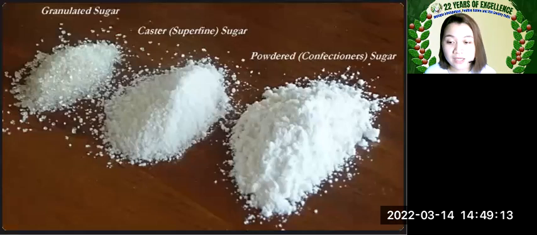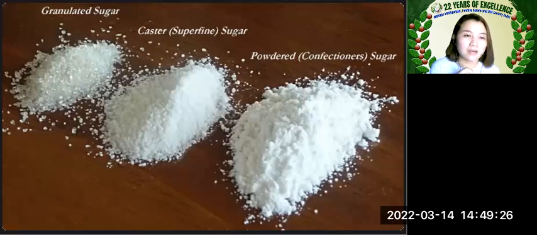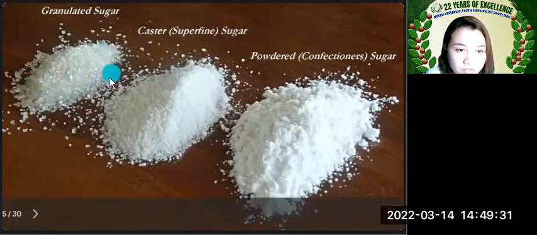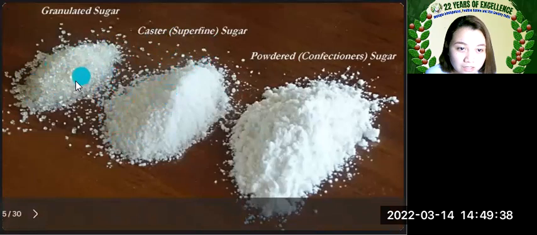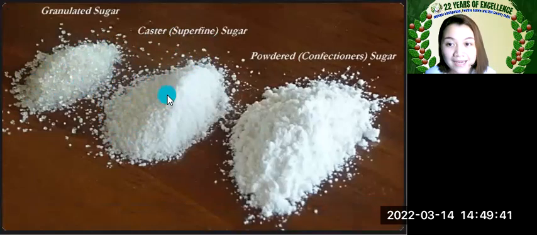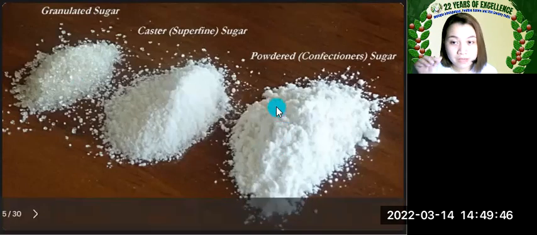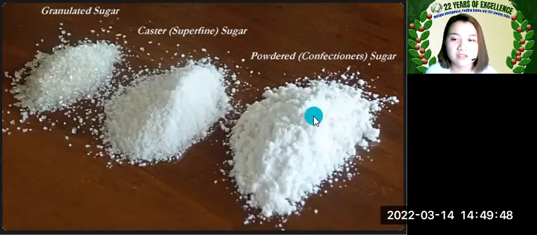I have here a picture of the three sugars na binanggit natin kanina, para lang ma-visualize natin how it is really differentiated physically. You can see the granulated sugar, this one. The castor sugar or the superfine sugar is still a bit alike sa granulated pero more fine and dissolves easily. And of course, the powdered sugar, yung pinong-pino, or confectioner's sugar.